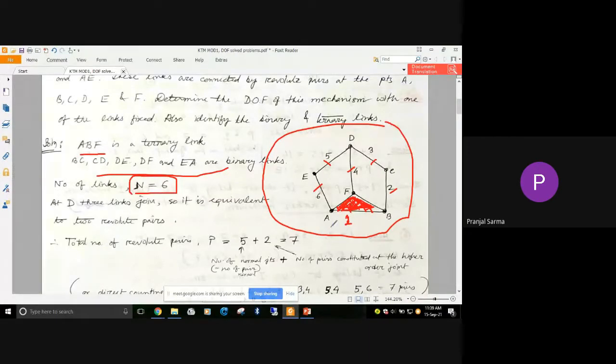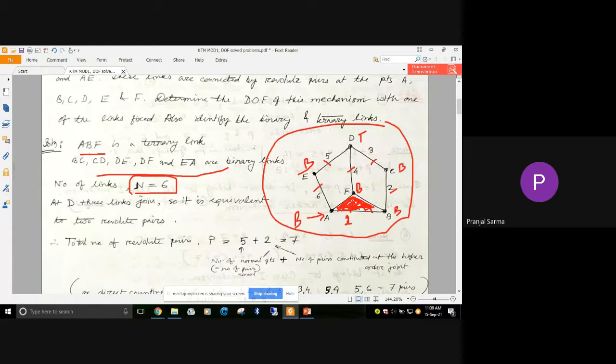Now you can see what kind of joints are there. Here link 1 and link 6 are joined, so two links are joined. This is a binary joint. Similarly here, only link 1 and link 2 are joined, so this is a binary joint. Here also it is a binary joint. Here three links are joined, 3, 4, and 5. This is a ternary joint. Here two links are joined, a binary joint. Once again here two links are joined, a binary joint. So we have got 5 binary joints and one ternary joint.